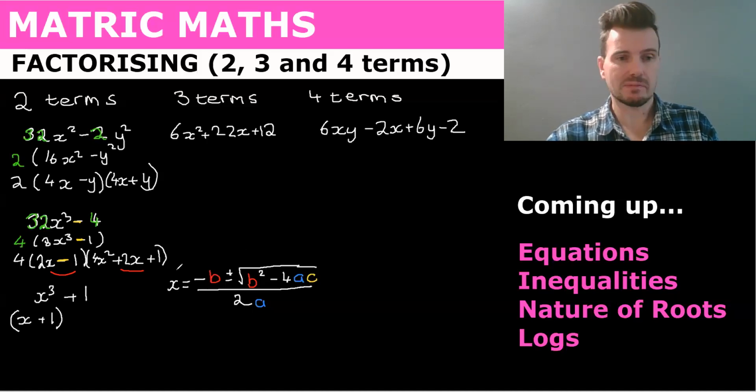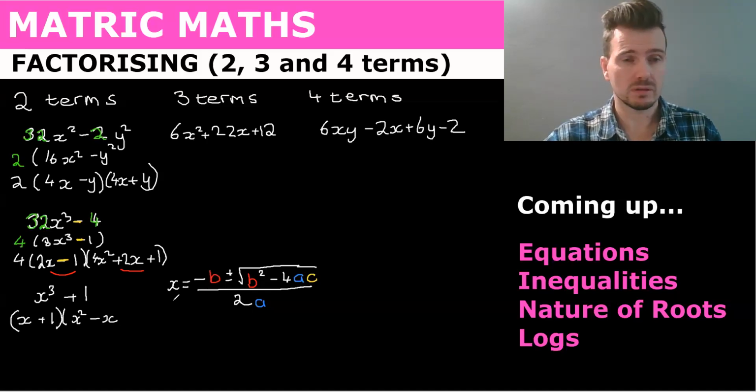And now for the second bracket, I look at what I've already done. And then I say x times x is x squared. I square the first term. Then I say 1 times x, and I change the sign, so it becomes minus x. And then I square the last term. So that is 1 times 1 is plus 1. And that's done. Just want to make a note there.